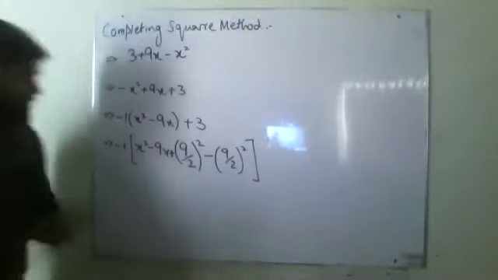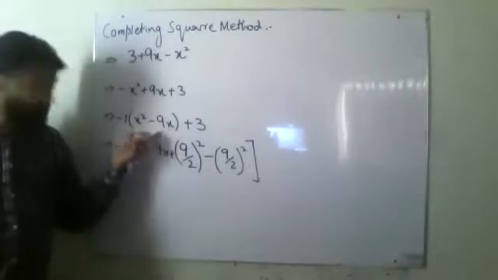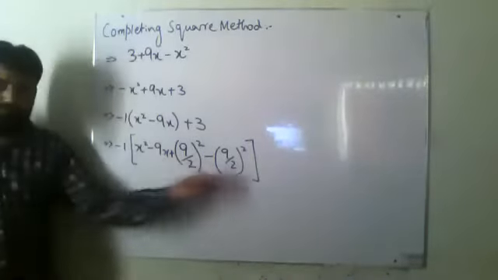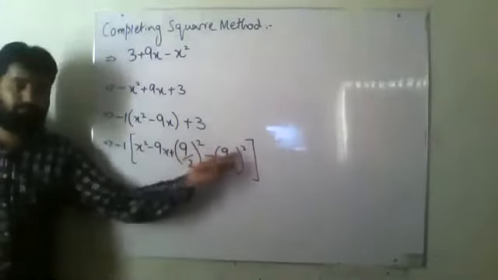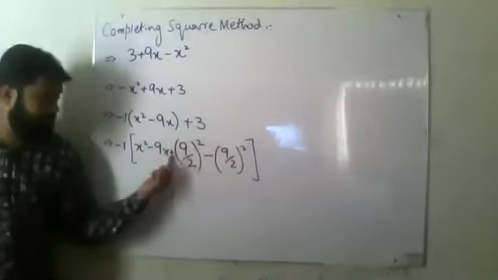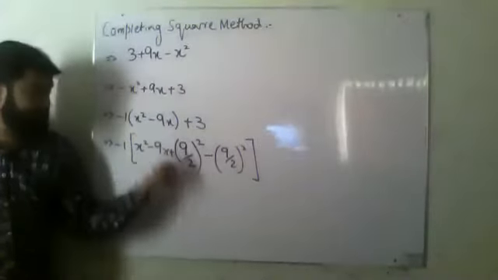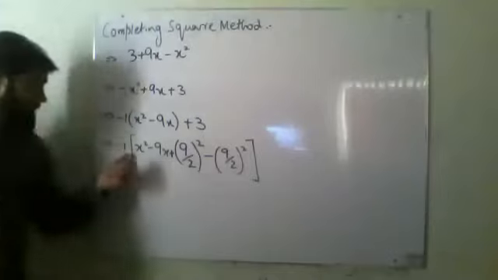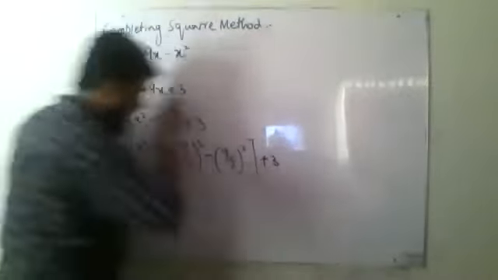The coefficient of x divided by 2, squared, will be added and subtracted inside the bracket. Whatever is outside the bracket will remain the same. There will be no change in it.